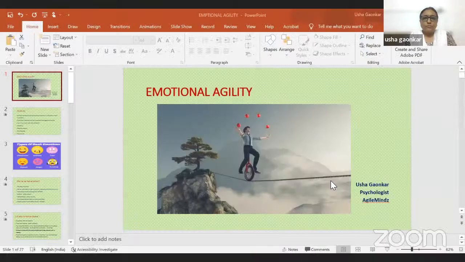At first we need to understand what emotions are, right? Before we understand what emotional agility is, we need to know what emotions are. How do emotions arise in our body, and what is the importance, or I could say, how can we utilize emotions to guide us in our day to day life.